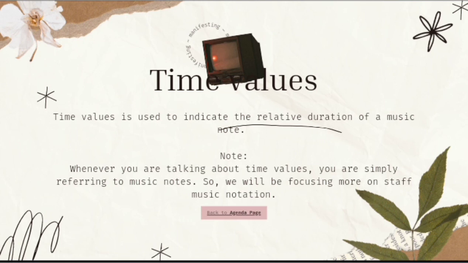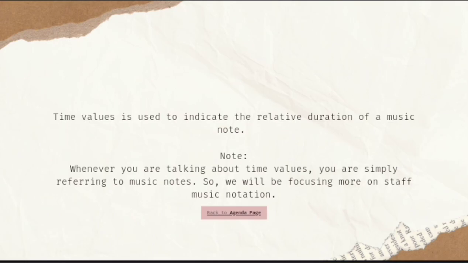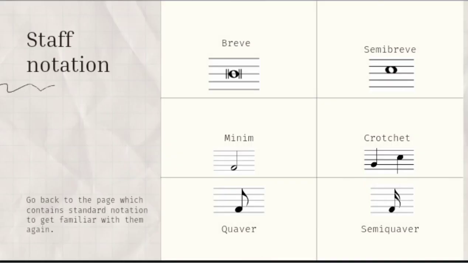We mentioned standard solfa, percussion, and guitar tablature, but in this topic we are going to centralize on our staff notation. These are the different staff notations we have, although we have more than these. We have the brief, the semi-brief, the minim, the crotchet, the quaver, and the semi-quaver. You can see their symbols.